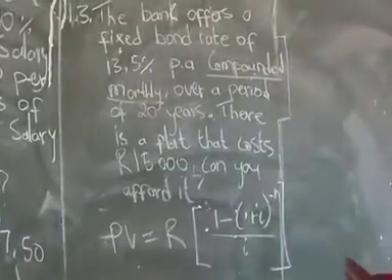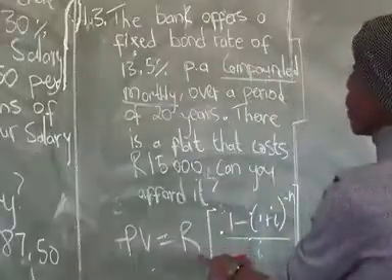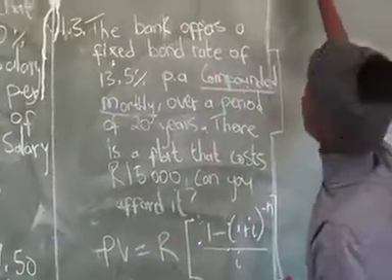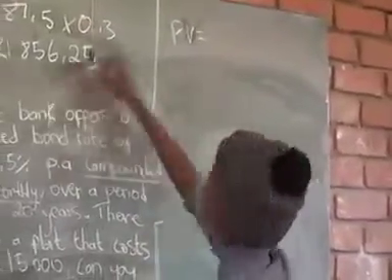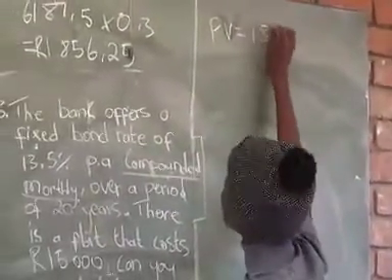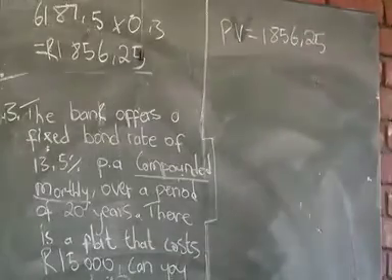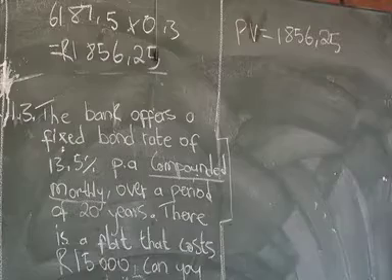So I'm just going to substitute this information into the formula. We are trying to calculate the present value. The regular payment is how much? 1856.25. This is the payment that we'll be making monthly.